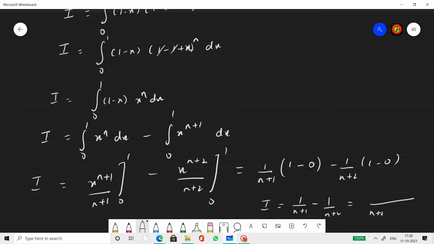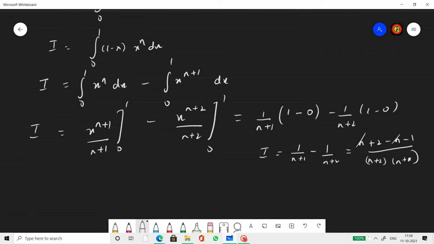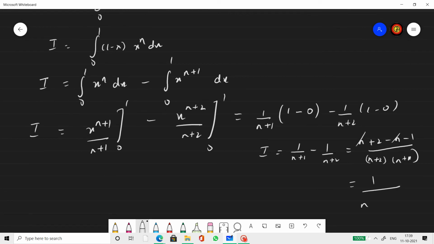The LCM will be (n+2)(n+1), and we get n+2 minus n minus 1. The n will get cancelled, and we get 1/((n+1)(n+2)).